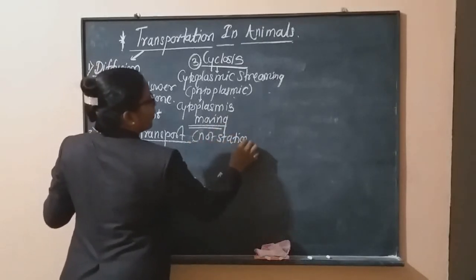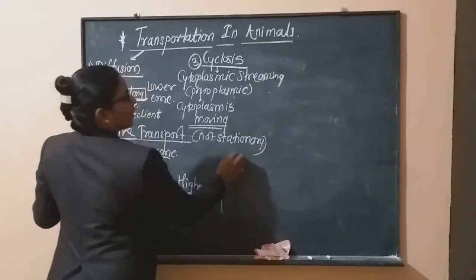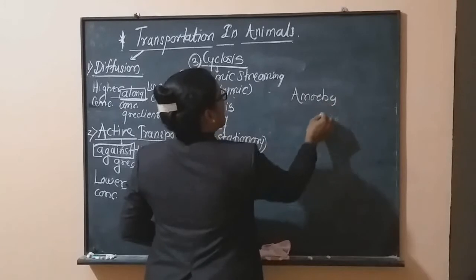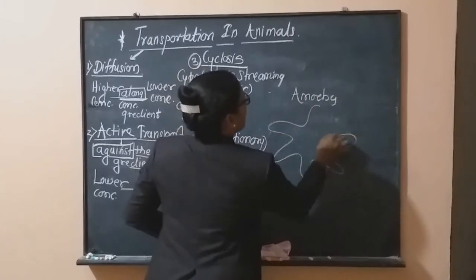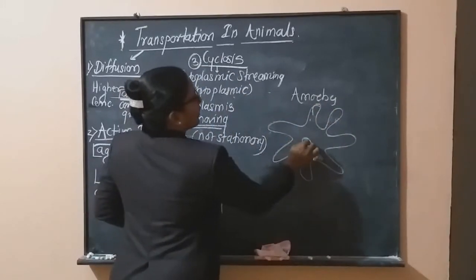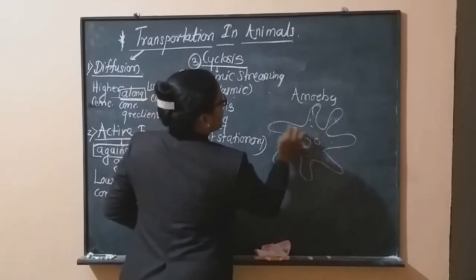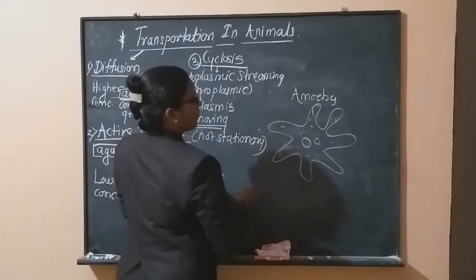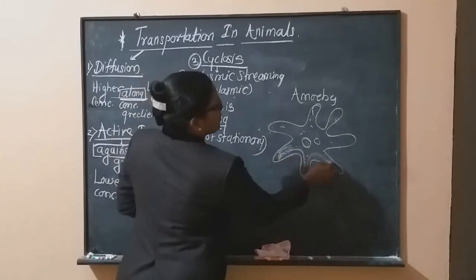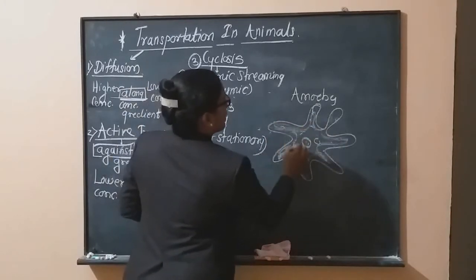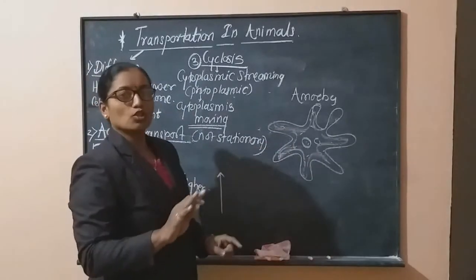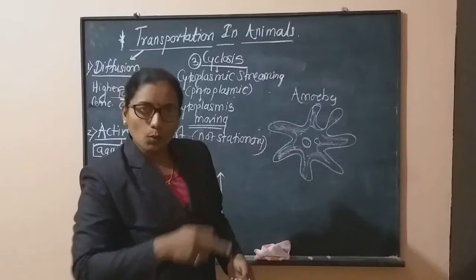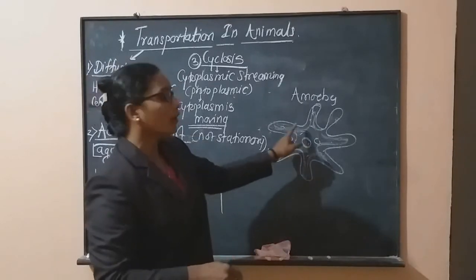You are very well known to the animal amoeba. Suppose this is amoeba. This amoeba consists of such type of pseudopodia. Here is the vesicle cytoplasm. Now this cytoplasm is always moving. Sometime here, sometime here, sometime here, like this. This cytoplasm is not stable. It is not stationary. It is always moving inside the body of amoeba.